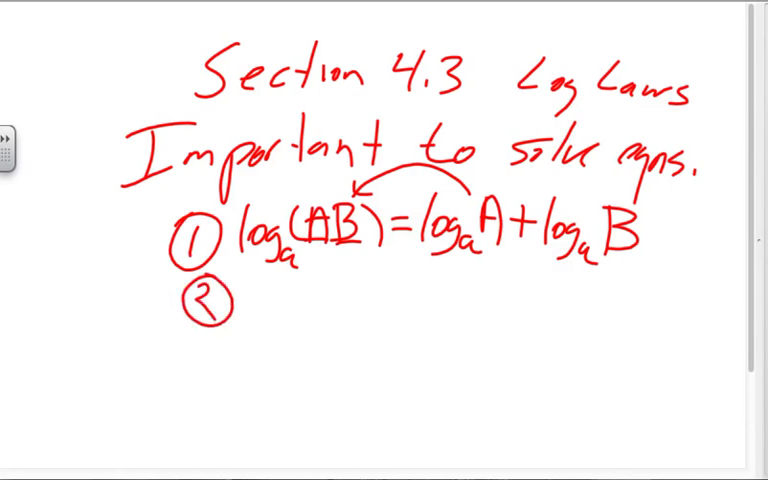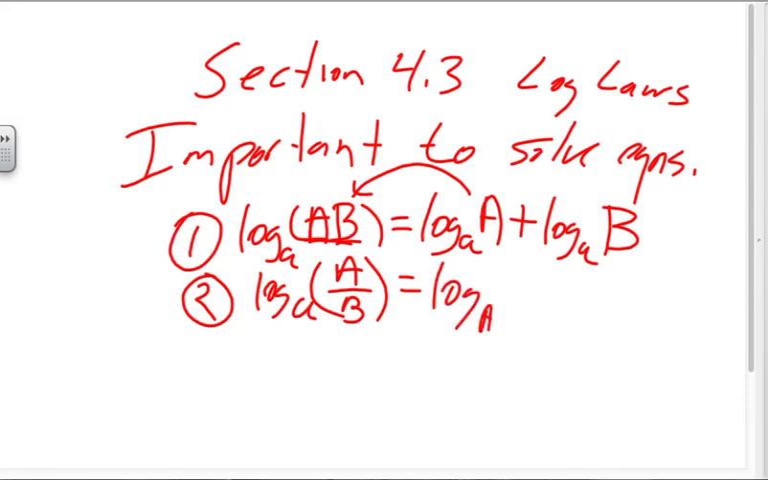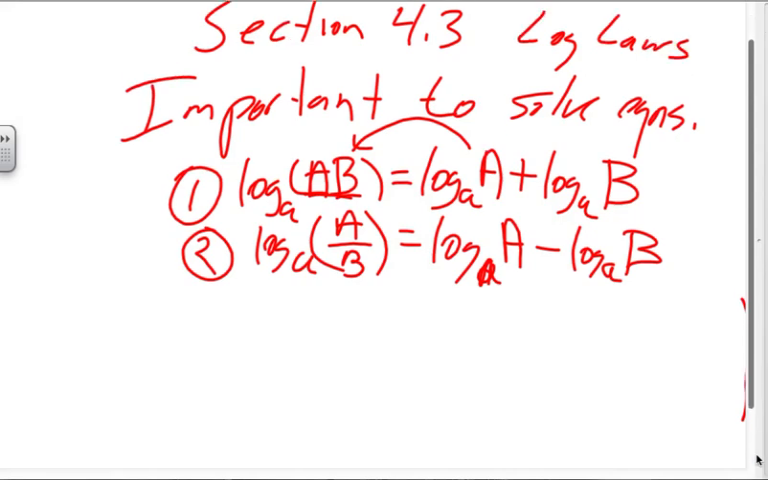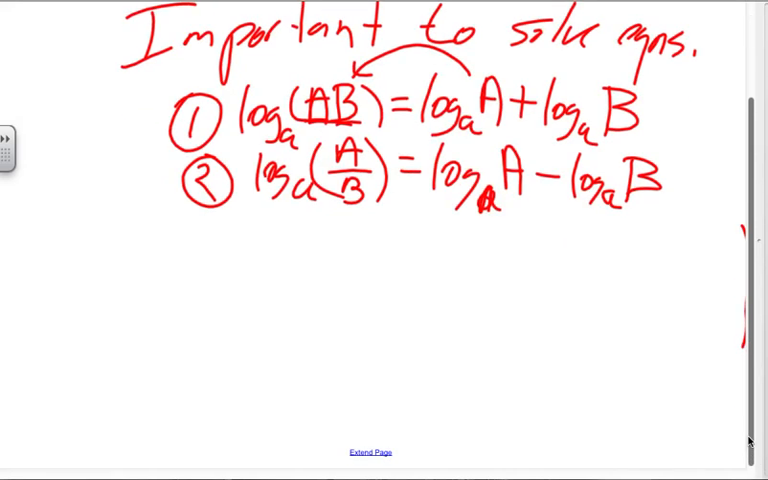So second one, log base a of A over B. So you notice this is a product, this is a quotient. It's going to be log base a of whatever A is minus log base a of whatever B is. Okay, so there's two of them. And again, more than likely, with this one, instead of going this way, you're going to be going this way with it.